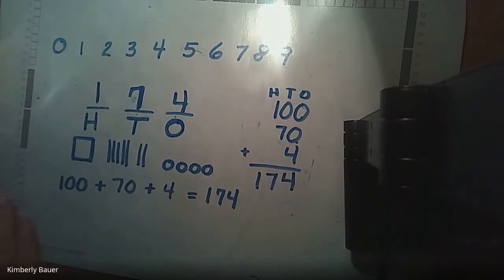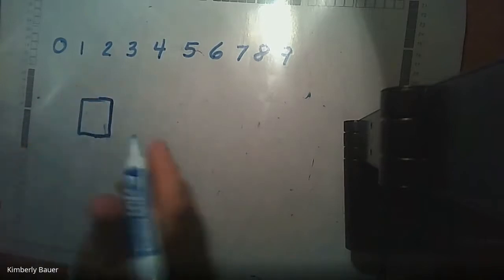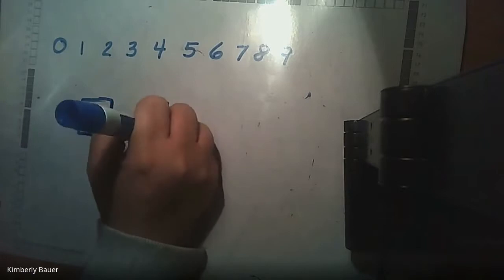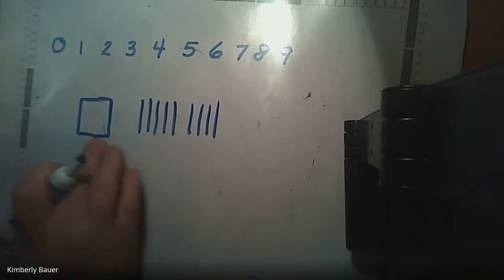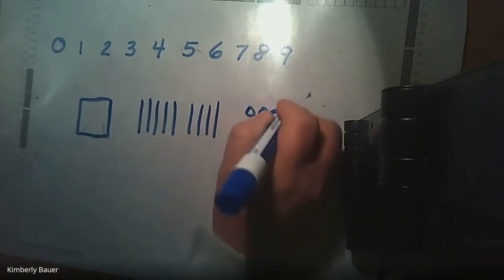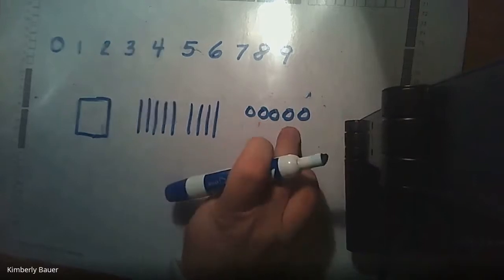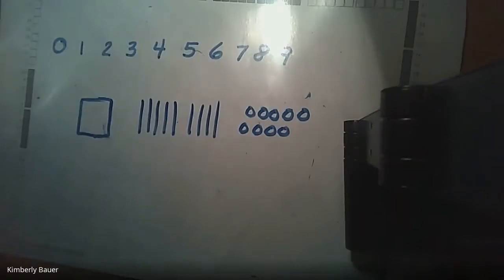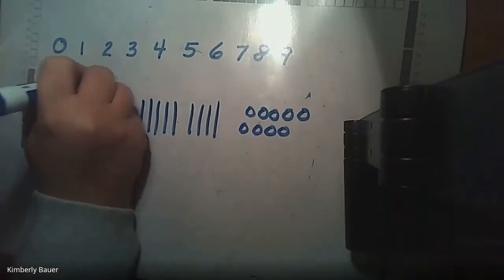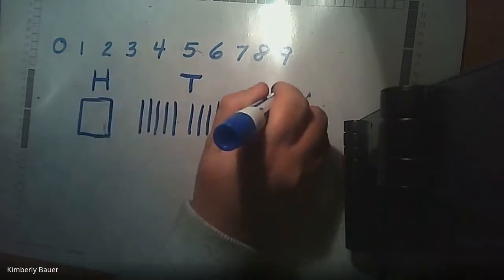Now, last but not least, I'm going to erase this real quick. Last but not least, what if it was the other way? What if you started with the quick picture? Oops. What if you started with the quick picture and then 1, 2, 3, 4, 5, 6, 7, 8, 9. And then I'm going to draw some ones, making sure that I always stay in rows of 5. All right. So now I have my hundreds, my tens, and my ones.